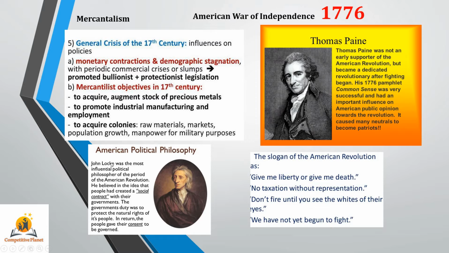And you can see a few American political philosophers. John Locke was the most influential political philosopher of the period of the American Revolution. He believed in the idea that the people had created a social contract with their governments. The government's duty was to protect the natural rights of the people. In return, the people gave their consent to be governed. So a few philosophers influenced the American War of Independence, and John Locke, with his idea of a social contract with governments, is one of them.